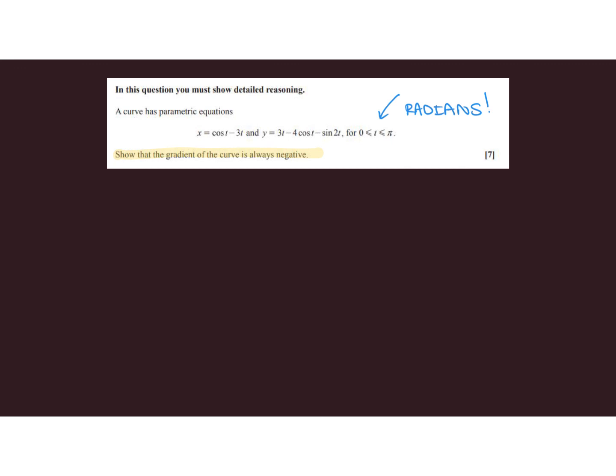So there's a bit of problem solving going on here. We're not being instructed very specifically as to what to do with these functions, but it's clear it's got something to do with the gradient. So let's start by differentiating. So dx by dt is equal to, now differentiating this function here, cos differentiates to give me negative sine, and then I have -3 at the end.